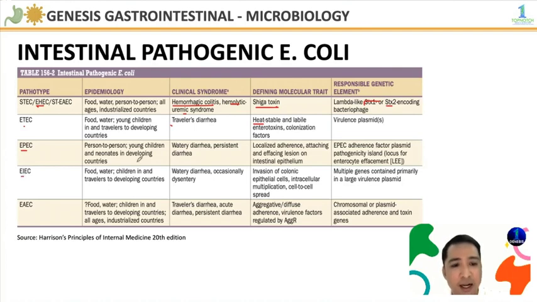Enteroinvasive, same epidemiology. It will present with watery diarrhea and occasional dysentery. And enteroaggregative is also associated with traveler's diarrhea and aggregative diffuse adherence. These are the factors and other virulence factors. But I want you to remember your ETEC, EPEC, and EHEC, together with enteroinvasive E. coli, these four. So this table just summarizes what I mentioned earlier about your E. coli.